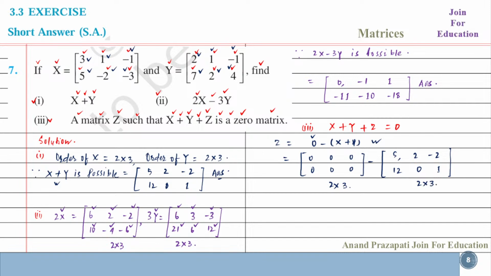So, required subtraction will be 0 minus 5 equal to minus 5, and 0 minus 2 equal to minus 2. 0 minus minus 2 equal to 2. 0 minus 12 equal to minus 12. 0 minus 0 equal to 0, and 0 minus 1 equal to minus 1. So this is the answer of the third part of this question.